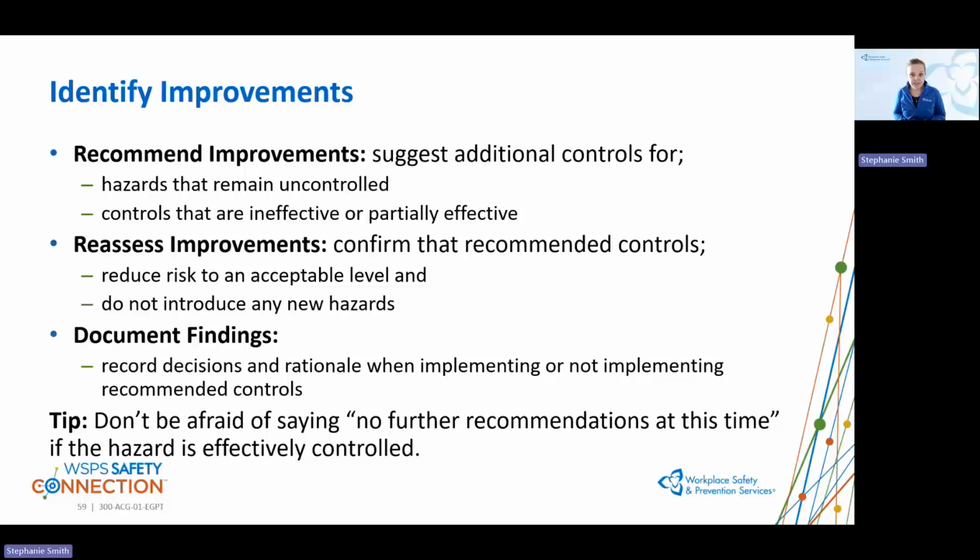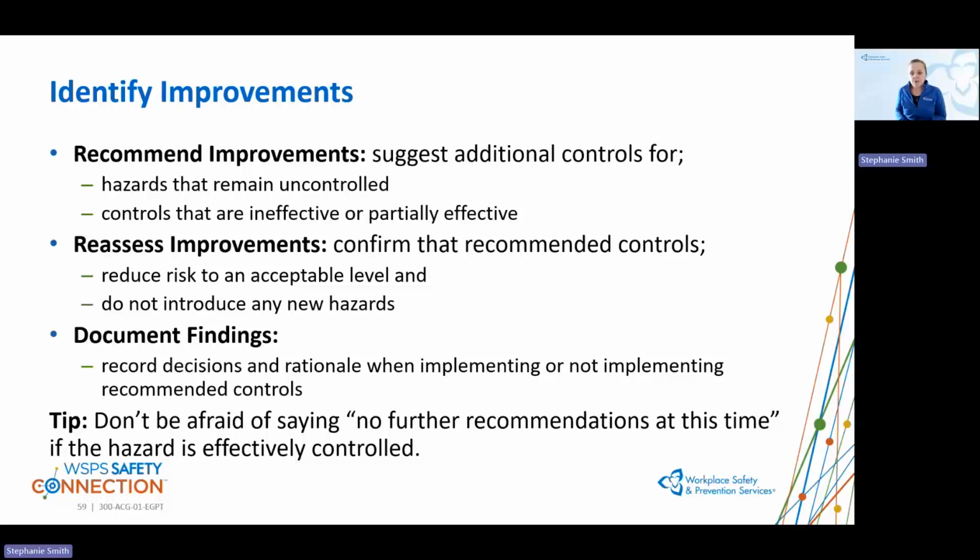You want to document your findings as well. So anytime that you're putting through a recommendation for a new control, you want to document that and record the decisions and rationale when implementing or not implementing a recommended control. It could be that maybe that control right now isn't economically feasible, but you're going to look at that in the future. Or, hey, it's going to take a few months to put that control in place, but right now we have this temporary control in place. So you want to document all that information on your assessments, the why you're going to put something in place, or what's the rationale for not putting something in place, or if we're just taking time to put it in place because we have to buy it and it's got to come in and then it's got to be installed.